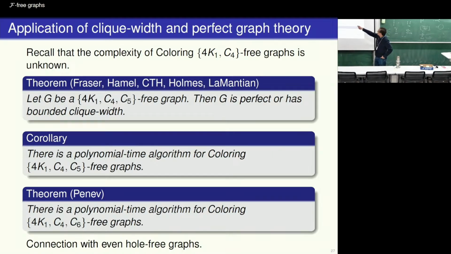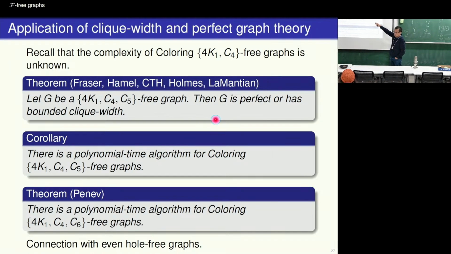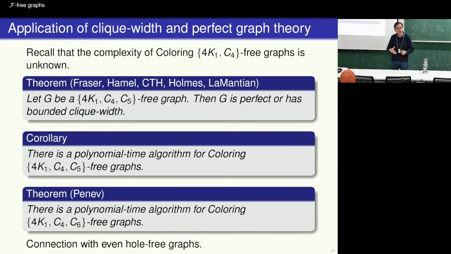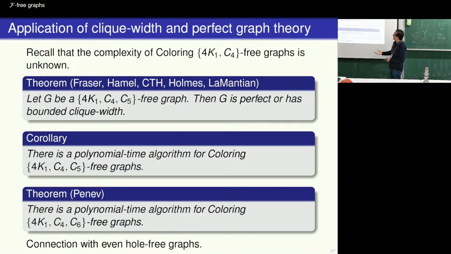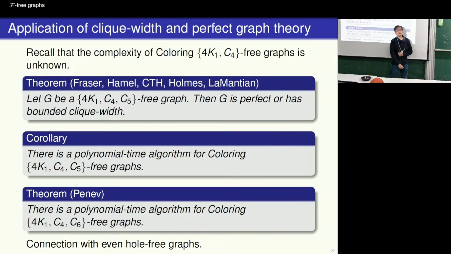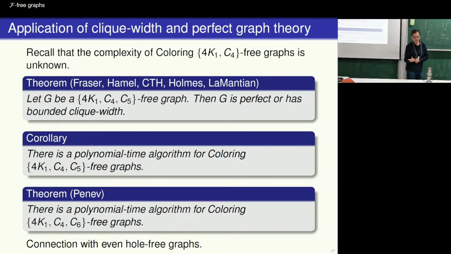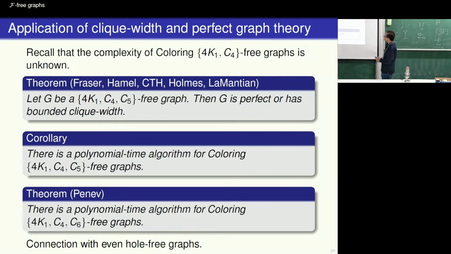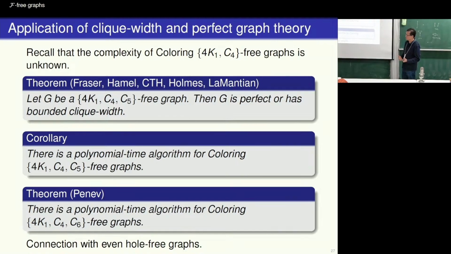So we don't know how to solve the coloring problem for 4K1 and C4 free graphs. So in math, what do you do? You give more restriction to the problem, and hopefully you can solve it. Let's say now I want to forbid the C5 too. So no 4K1, no C4, no C5. Then there's a theorem that says this graph is either perfect or has bounded clique width. And so we know how to color it.